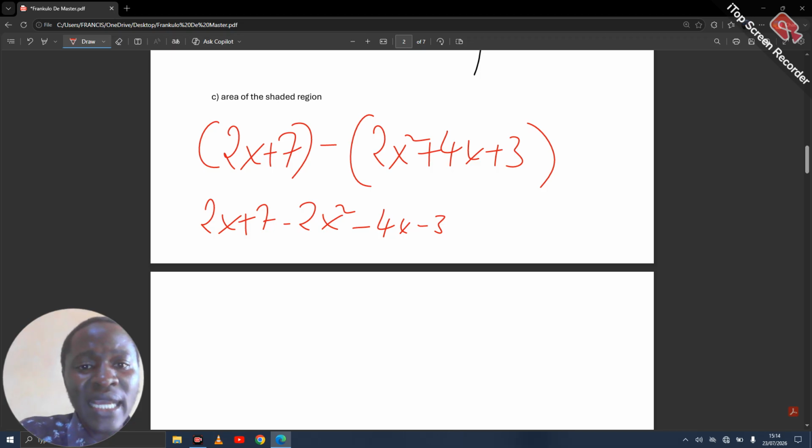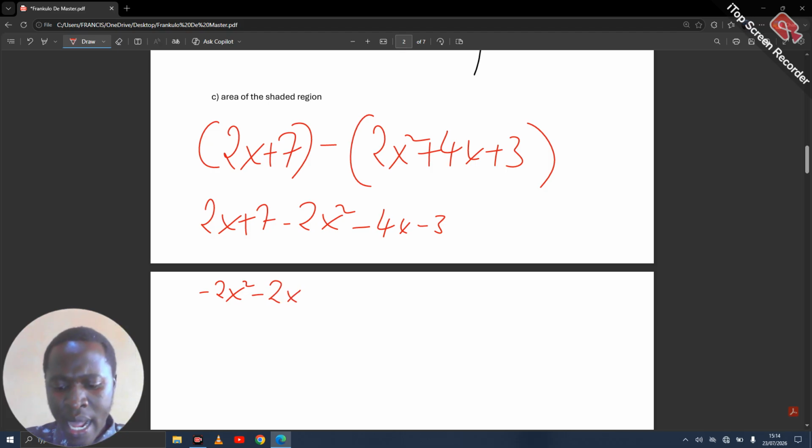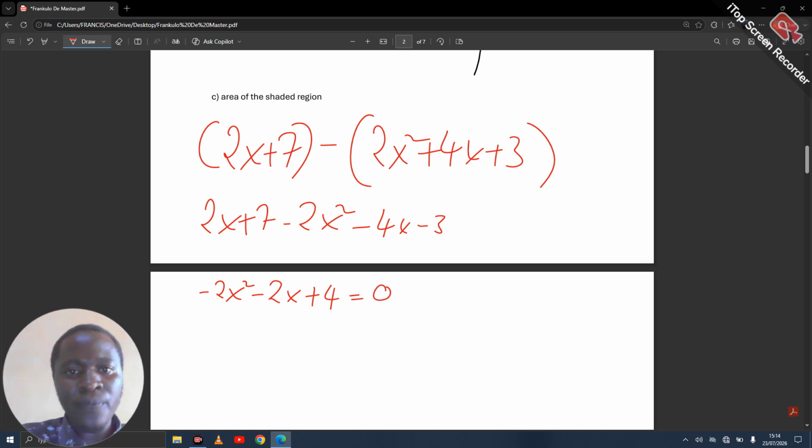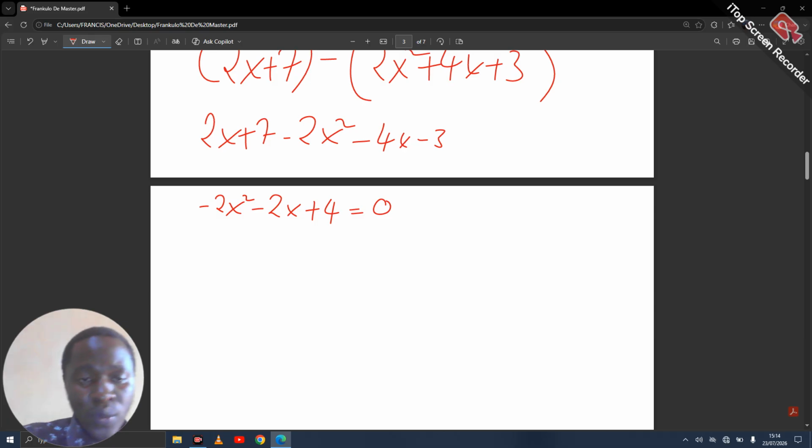So collecting like terms here, we shall have minus 2x squared minus 2x plus 7 minus 3, that one is 4. So plus 4 equals 0. Now that one equals 0. Then now we integrate, because we wanted the area, we integrate.